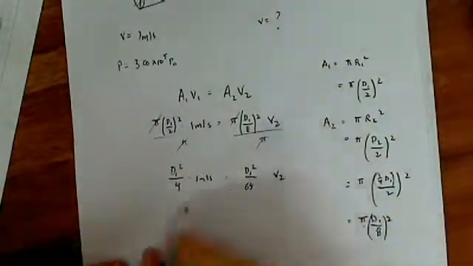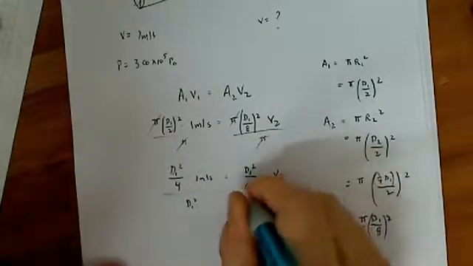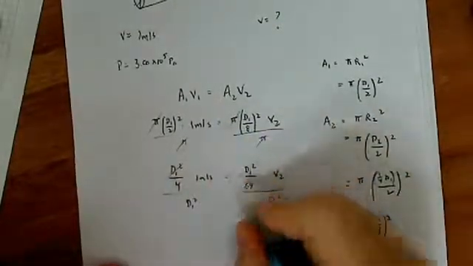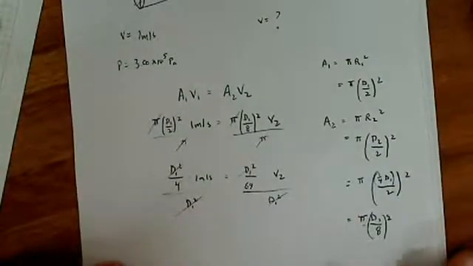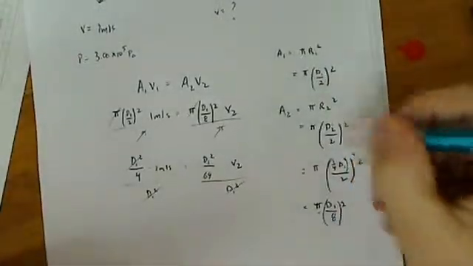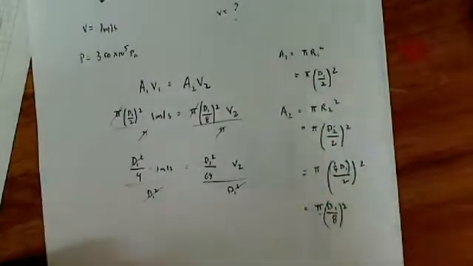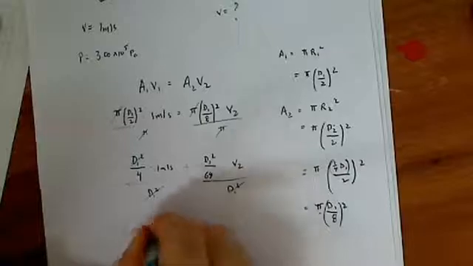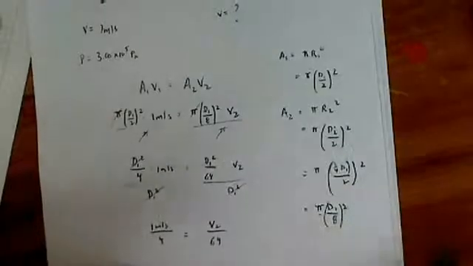Now again, I can divide both sides by D1 squared, and that gets rid of my D1s. D1 divided by D1 is 1. So maybe this is starting to make sense why we went through this entire process of putting D2 in terms of D1. Now I can cancel out my D1s. It's no longer part of the equation. So I have 1 meter per second divided by 4 is equal to V2 all over 64.